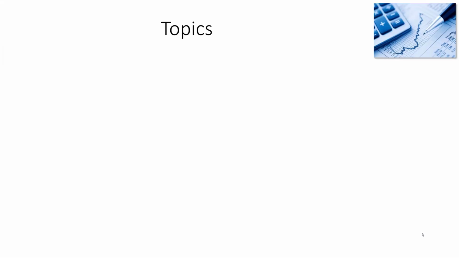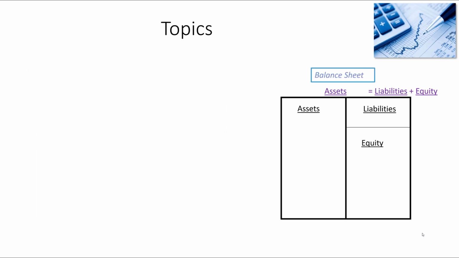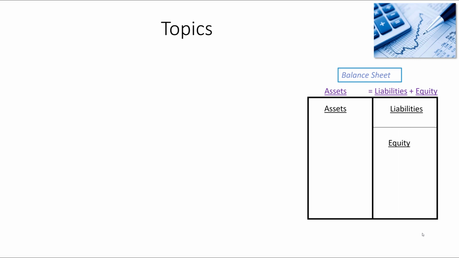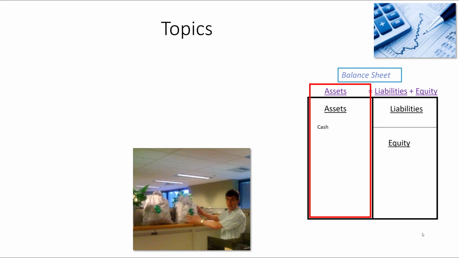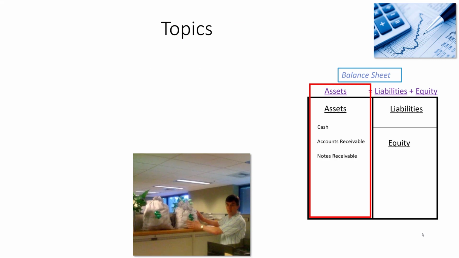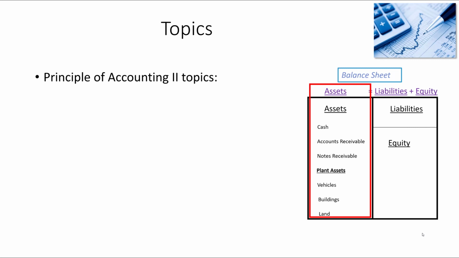In Principles of Accounting 1, we got the big picture of accounting, learning about the accounting equation, the accounting cycle, debits, credits, and financial statements such as the income statement and the balance sheet, whose formula is based on the accounting equation. That class also emphasized the left side of the balance sheet, namely assets such as cash, receivables, and plant assets, also known as long-term assets, such as vehicles, buildings, and land. We also took a deep dive into depreciation. So now let's talk about this class's topics.